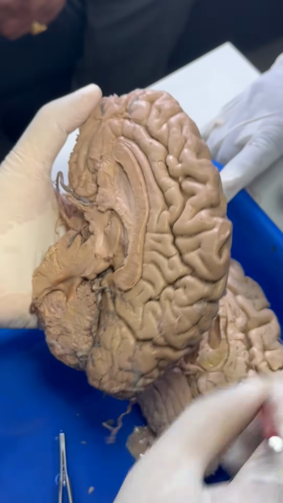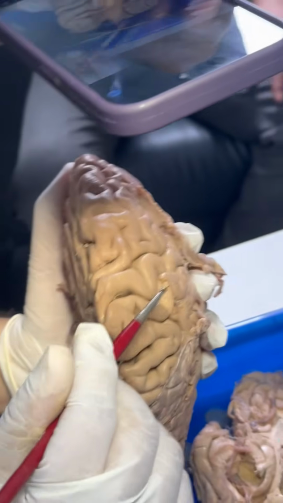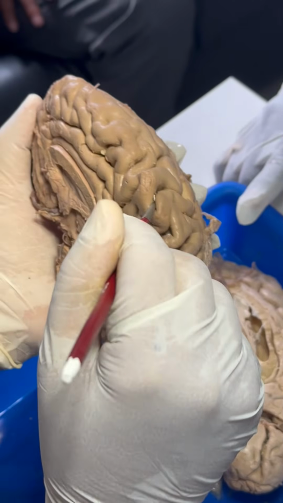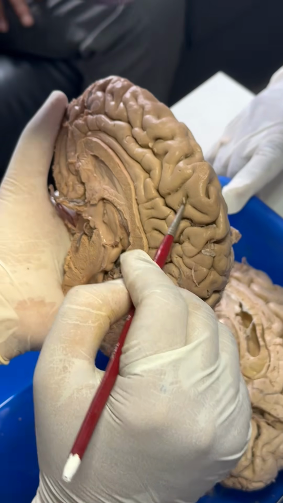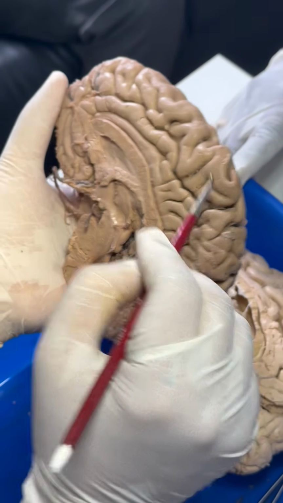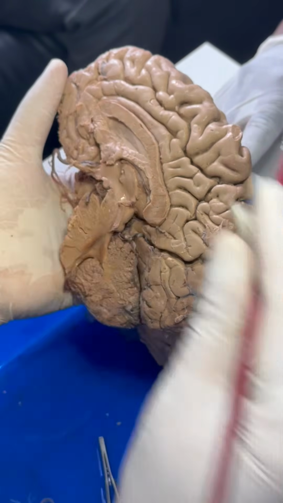Now we come up. Up here, which is the area cutting? Yes, this one. This is the central sulcus. It is cutting into the medial surface. So this is the paracentral lobule. This area which is present in front is the medial frontal cortex.